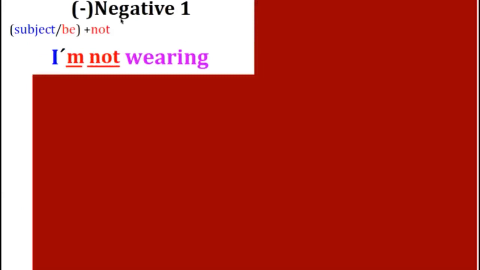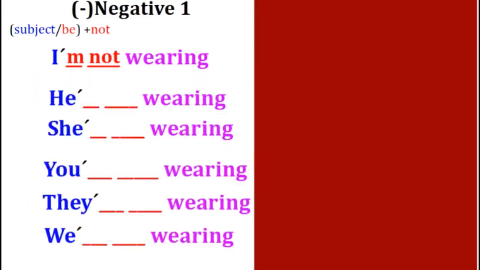Now, for the negative, for example, I'm not wearing. That's the negative. We can use a contraction with the subject and be. For example, I'm not. I'm not wearing. Or, for the other subjects, he's not wearing. She's not wearing. You're not wearing. They're not wearing. And we're not wearing. Very good. That's one type of the negative.